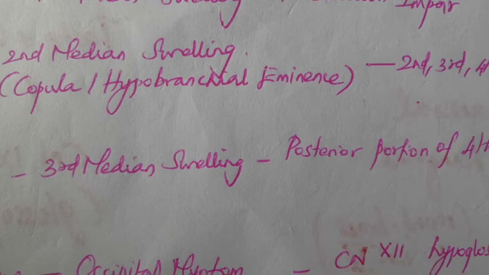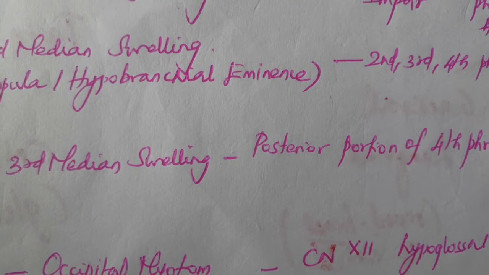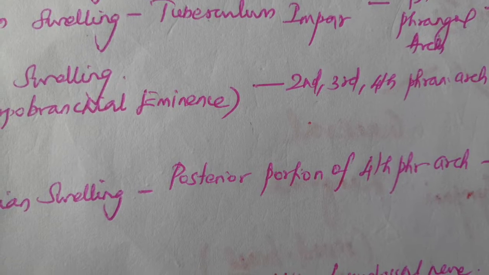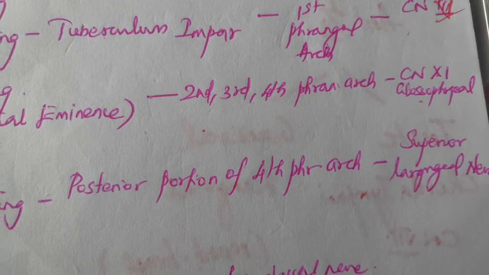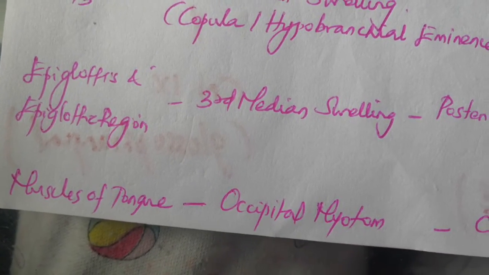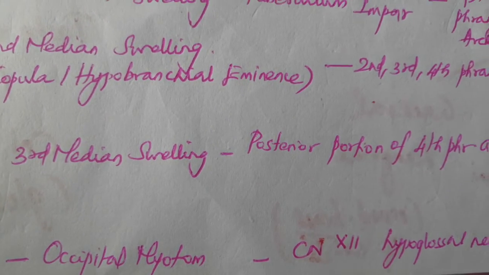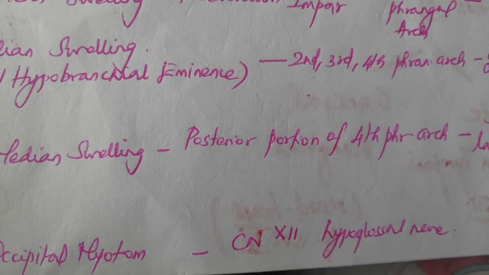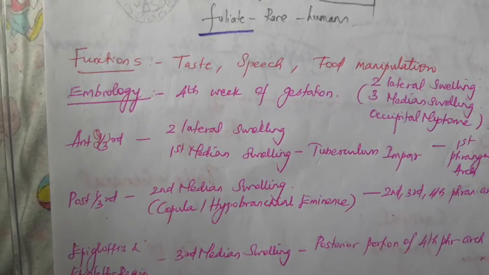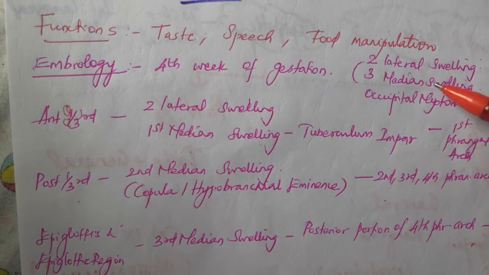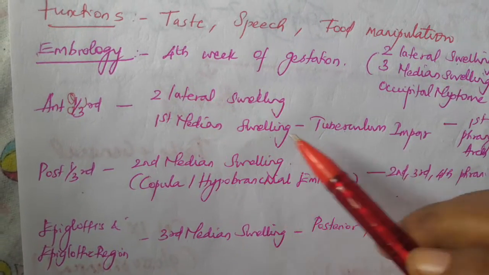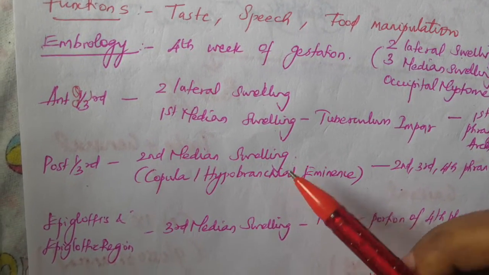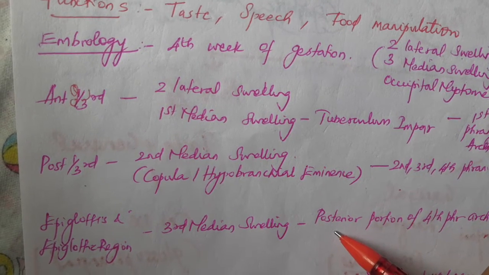which has been derived from the posterior portion of the fourth pharyngeal arch, and that is supplied by the superior laryngeal nerve. Then the muscles of the tongue are from the occipital myotome. All the muscles are mostly supplied by the hypoglossal nerve. So this is the embryological aspect: two lateral swellings, three median swellings. First would be tuberculum impar, second would be hypobranchial eminence, third will be for the epiglottic region.